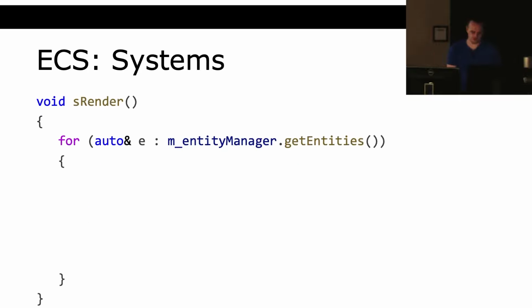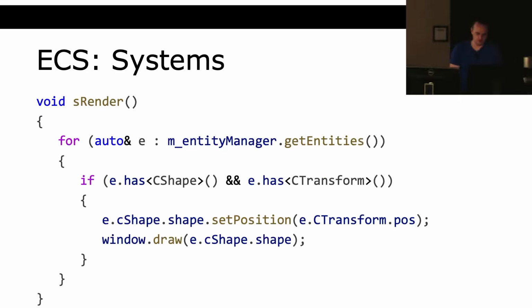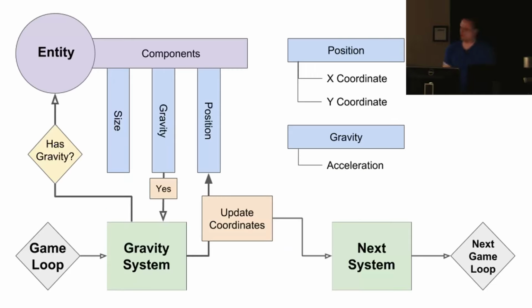Here's another one, which is maybe the rendering system. I can say something like, if the entity has a shape and it has a transform, then set the shape's position to the transform and then draw the shape. So that's how I would use that, right? Just to filter out things that have the properties that I want. So here's a little diagram.